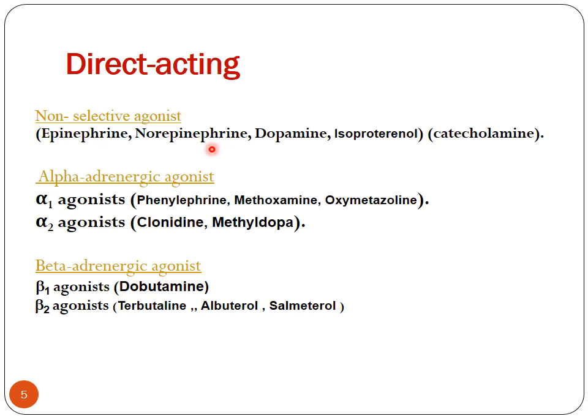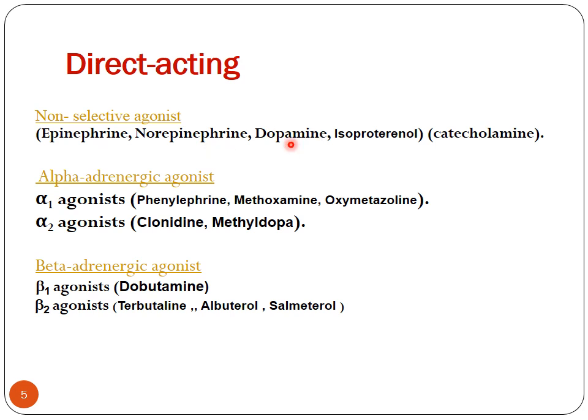Why? Because if we give noradrenaline subcutaneously, it is going to cause sloughing or necrosis of the tissue. Secondly, because of this extensive vasoconstriction, it will decrease the renal perfusion. That is why it is not applicable in the treatment of shock or hypotension.